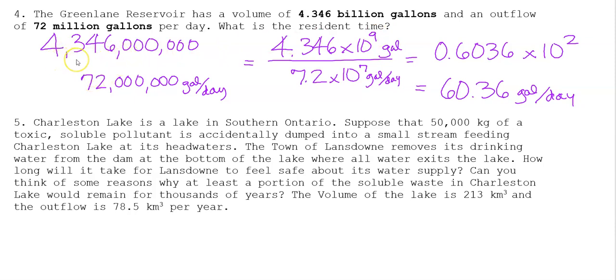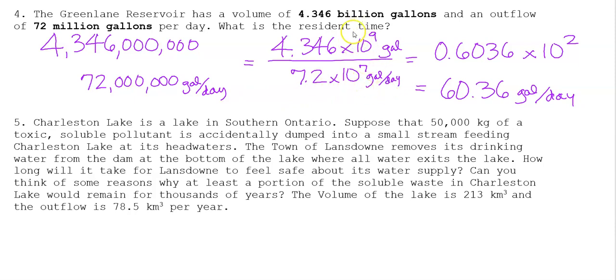So here's your 4.346 billion gallons right here. And then here's your 72 million gallons per day, written out as whole numbers. Now, if you convert those to scientific notation, if your decimal point is right here, you're going 1, 2, 3, 4, 5, 6, 7, 8, 9 spaces, so it's 4.346 times 10 to the 9th gallons. Your decimal point would move over 9 spaces, so that's why it's this number times 10 to the 9th. This one you'd move the decimal point over after the first whole number. That's 7 spaces, so 7.2 times 10 to the 7th gallons per day.